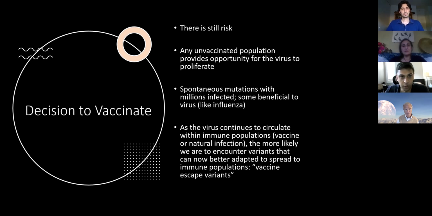So we start from this first point, that there is still a risk to children and then also to the people around them. And in any unvaccinated population, there's an opportunity for the virus to continue proliferating. It keeps replicating and spreading from person to person.